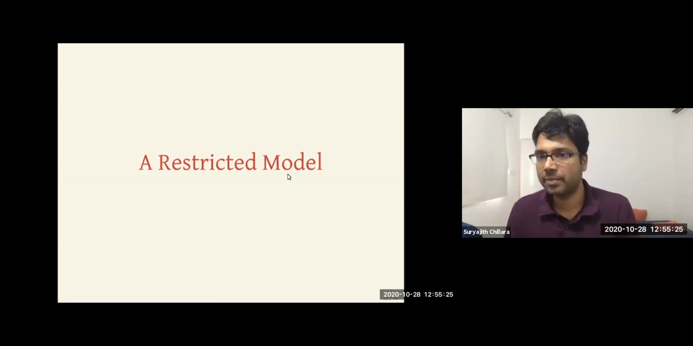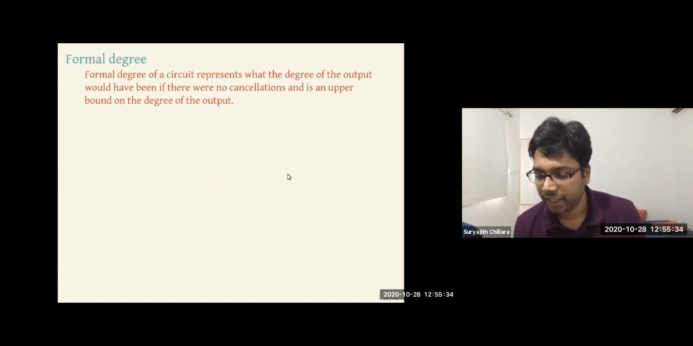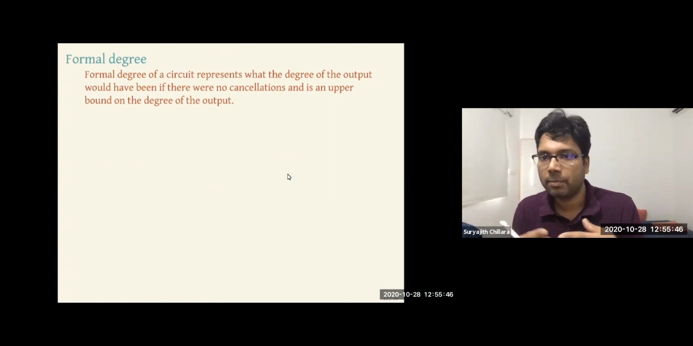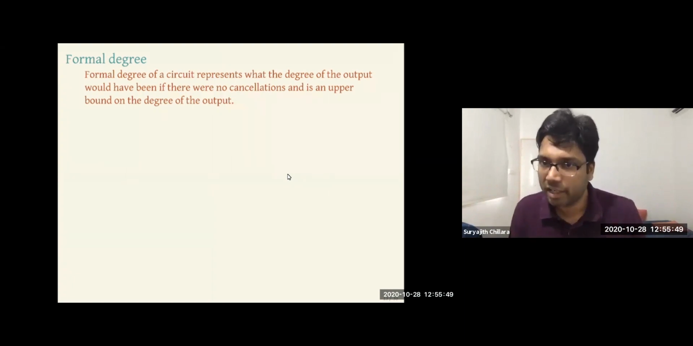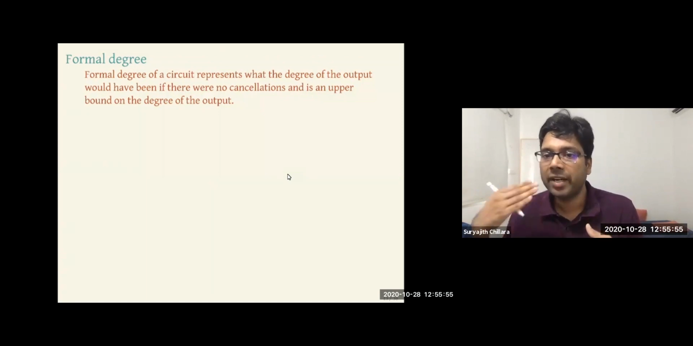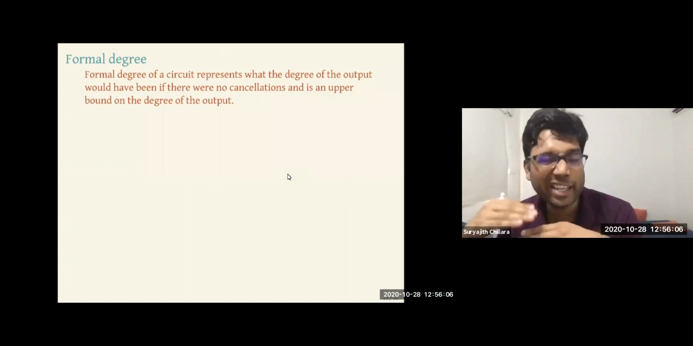This is what we set out to prove in the algebraic setting. Let me define a notion of formal degree for a circuit: the formal degree of a circuit represents what the degree of the output would have been if there were no cancellations. So my circuit could potentially compute an individual degree 10 polynomial, but what I want to compute is a multilinear polynomial. So I could potentially have higher degree terms and cancel out, but I'm limiting the maximum individual degree. I'm not allowing arbitrarily high degree computation in between, but I'm limiting what degree the cancellation terms can have.